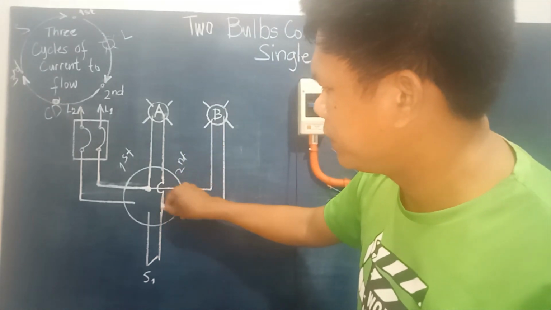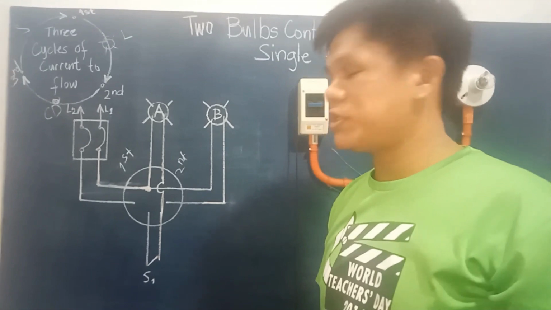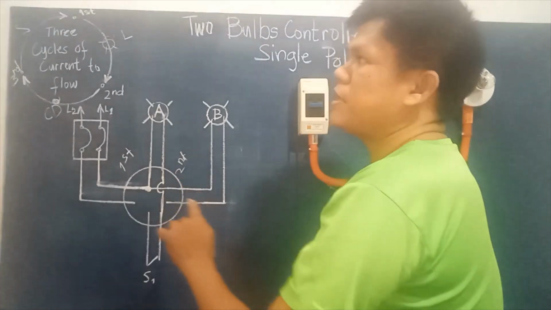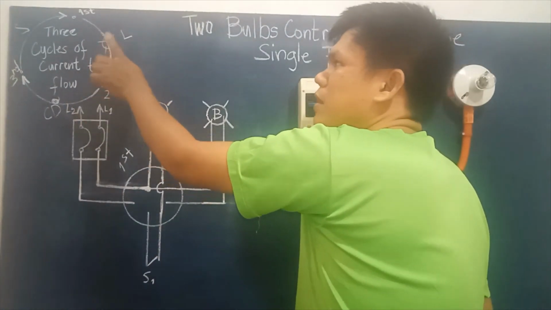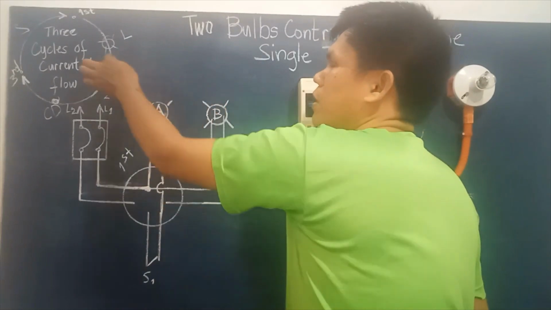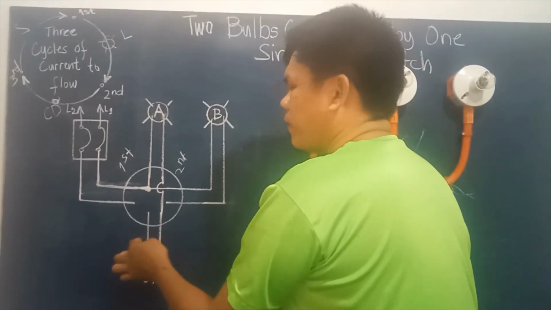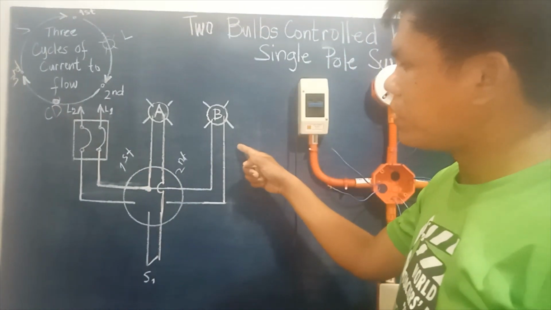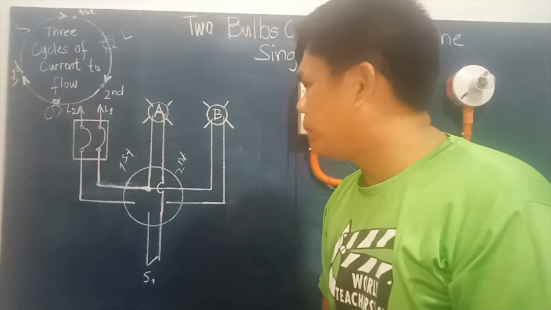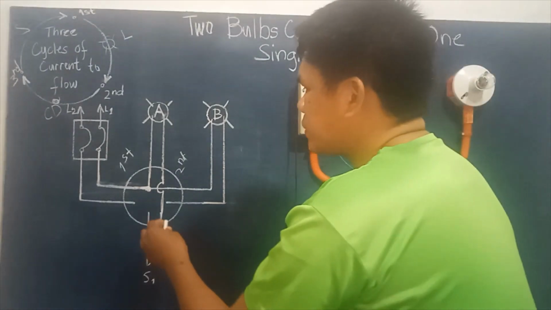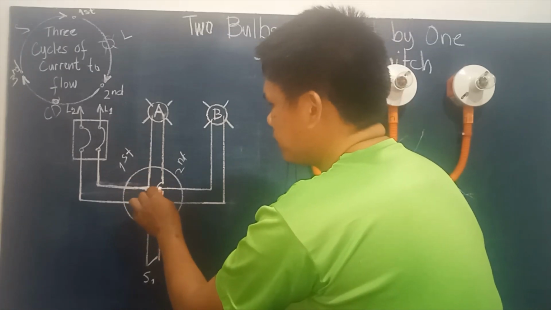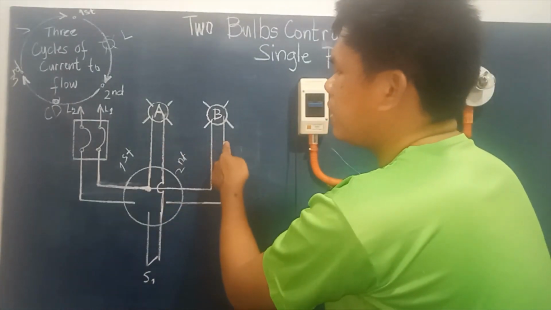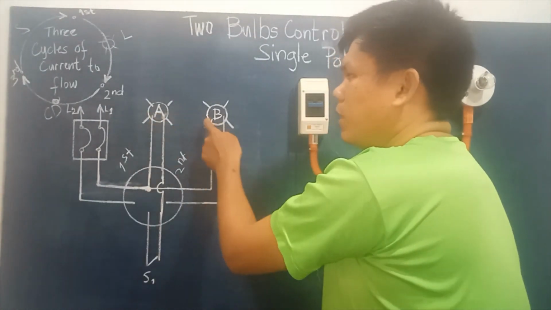Itong connections nito. Right? Again, ang tanong again, the question is, how many loads do we have since the second cycle states that one or second of the terminal coming from the load is connected to one of the terminal coming from the switch or the control device. So therefore, the second cycle is not yet completed. Why? Because in our second cycle, we need also to connect the second terminal of our second load or the second bulb in our circuit.